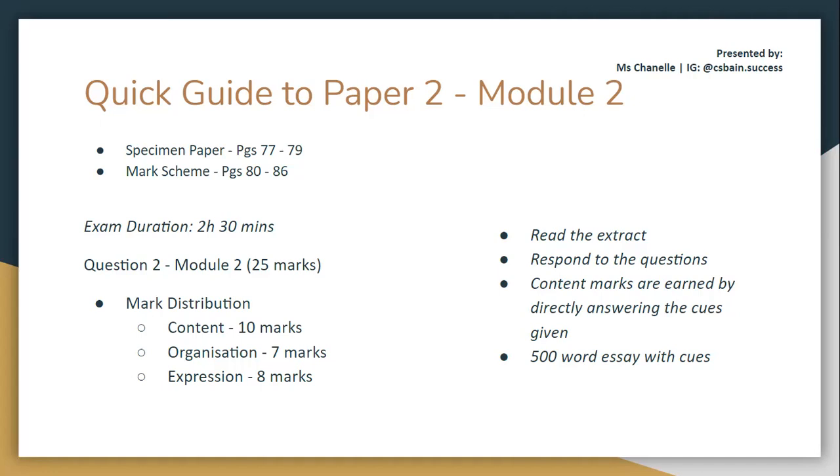And again, according to the specimen paper, it's going to be a 500 word essay that's going to have cues as well. So you can look at the cues and use the cues as a guide as to how you can format the answer. Another good rule of thumb is to follow the actual order of the cues. So if A has one particular element, B has another, C has another, tackle A in your essay, then B, then C. Again, content marks are directly earned once you're answering the cues that are given.